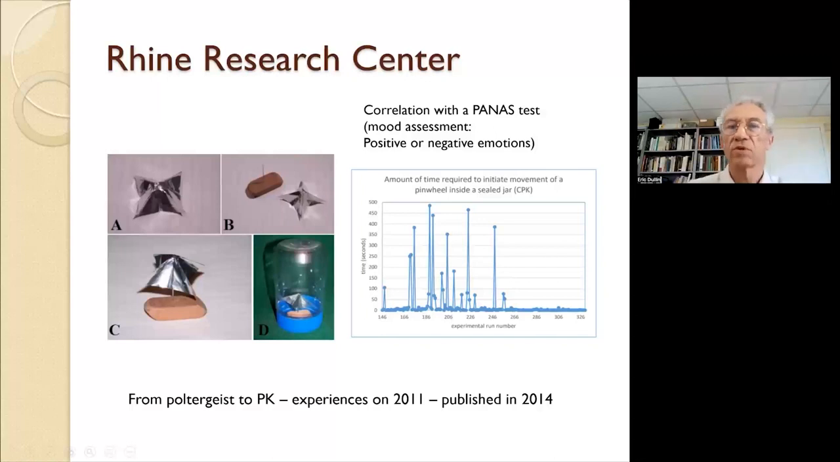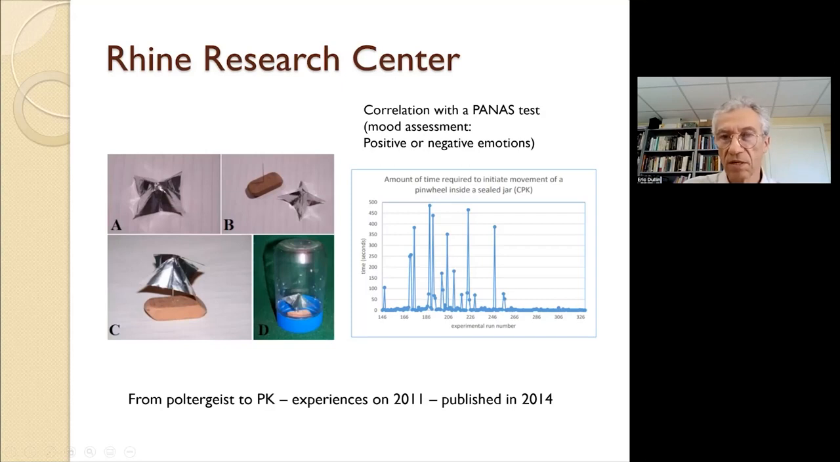And then we can talk about the Rhine Research Center, who published in 2014 a very interesting paper, because they tried to make a correlation between some mood assessment of the practitioners and the result. They worked during 360 or 40 days, and each day the practitioner was trying to move this target, in what they call CPK, the canned PK, so in a sealed jar. During 98 days they had no success inside the sealed jar, but after 93 days, she was able to move the target in the sealed jar.